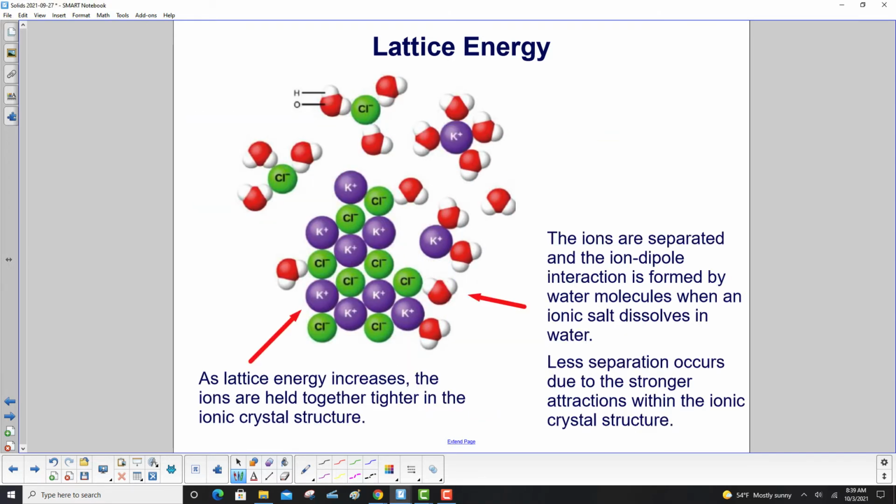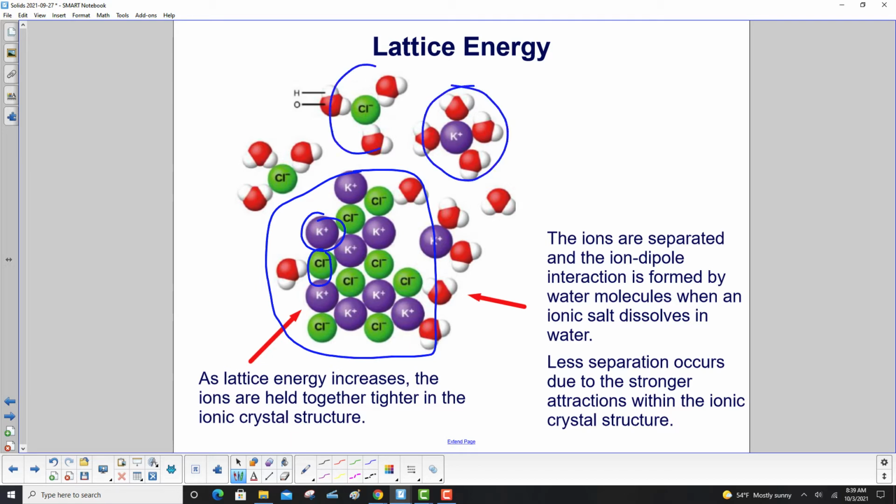As the lattice energy increases, the ions are held together tighter in the ionic crystal structure. The ions are separated, and the ion-dipole interaction is formed by water molecules when the ionic salt dissolves in water. And of course, the higher the lattice energy, the less of these will be formed. Less separation occurs due to the stronger attractions within the ionic crystal structure.